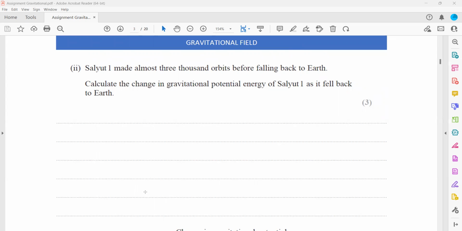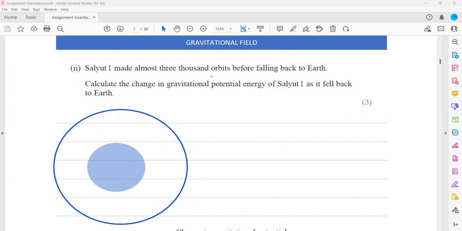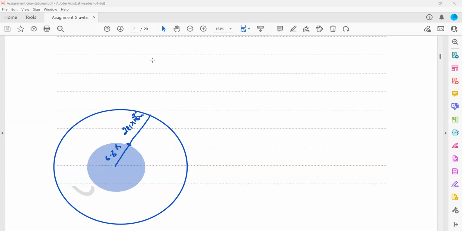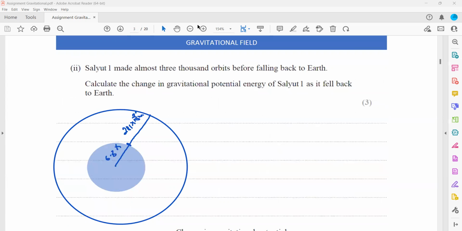As it falls back to the Earth, its radius won't be zero because there is the radius of the Earth. So this was the total distance from the center, which equals the radius of the orbit above the Earth's atmosphere, which was 211 × 10^3 meters, and the radius of the Earth was 6.37 × 10^6 meters.